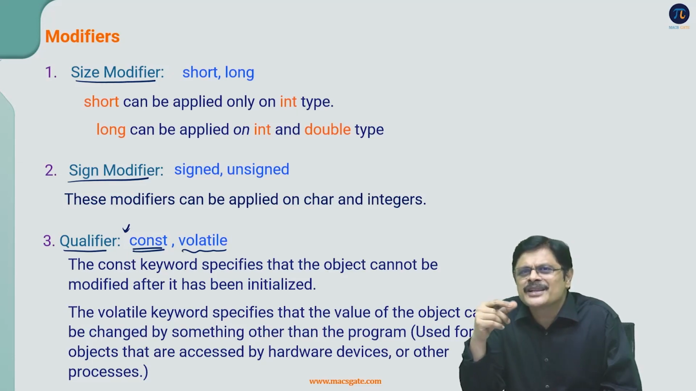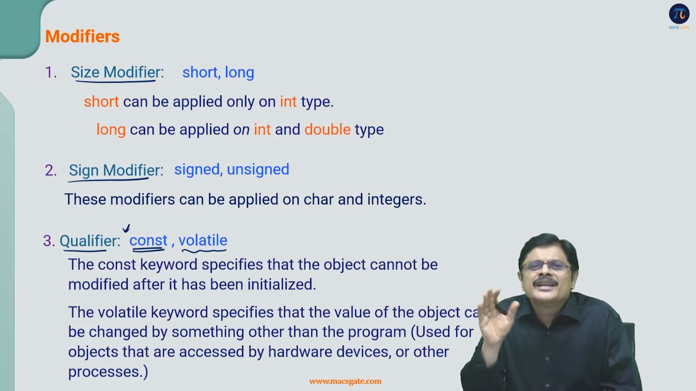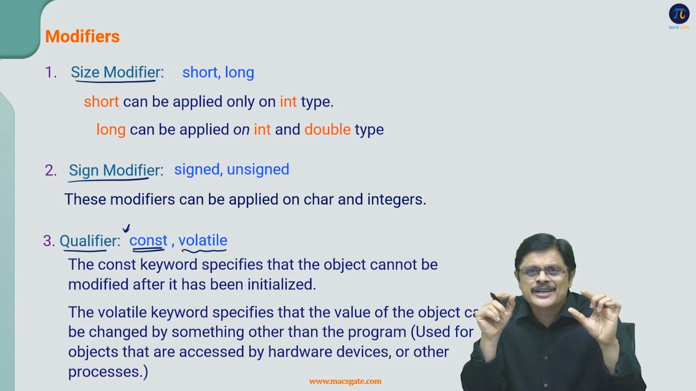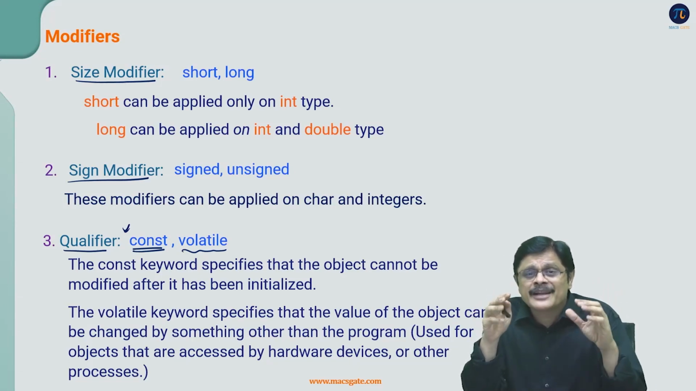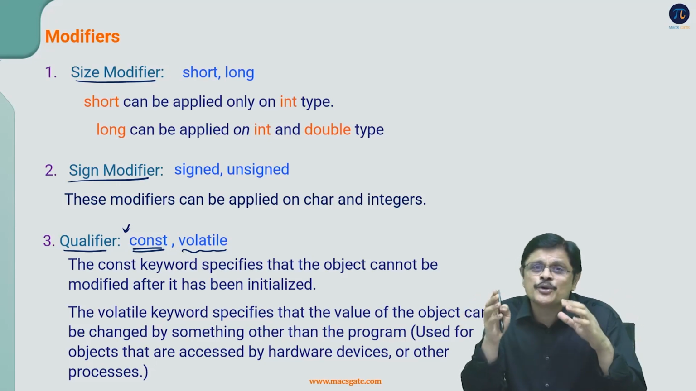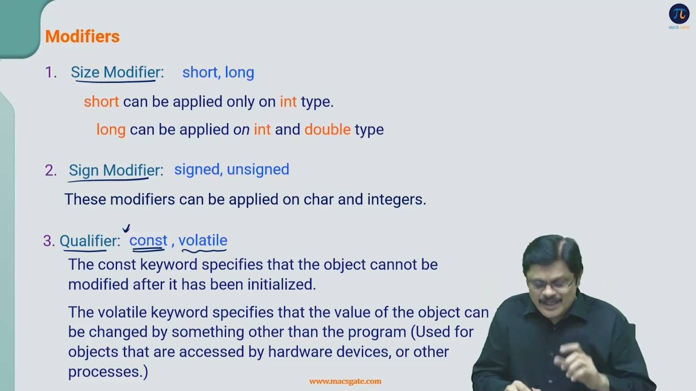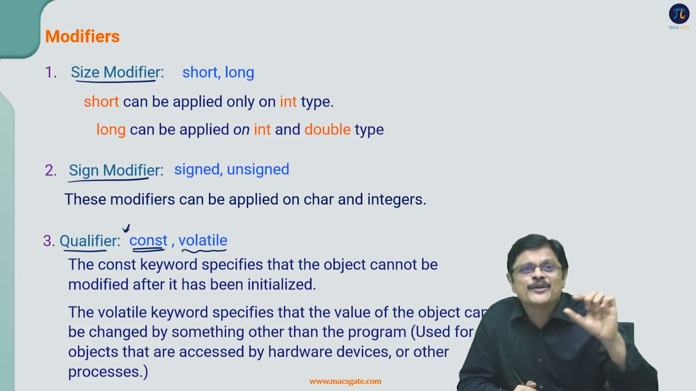Constant: once you mention the constant keyword for any variable or a function, the value cannot be changed. Its value cannot be modified. That is what the constant qualifier does. So it gives special properties to the variable or the function with which it is associated. Once you associate the constant qualifier or volatile qualifier, they give special properties to the variable or function to which they are associated. Constant tells you that its value cannot be modified.